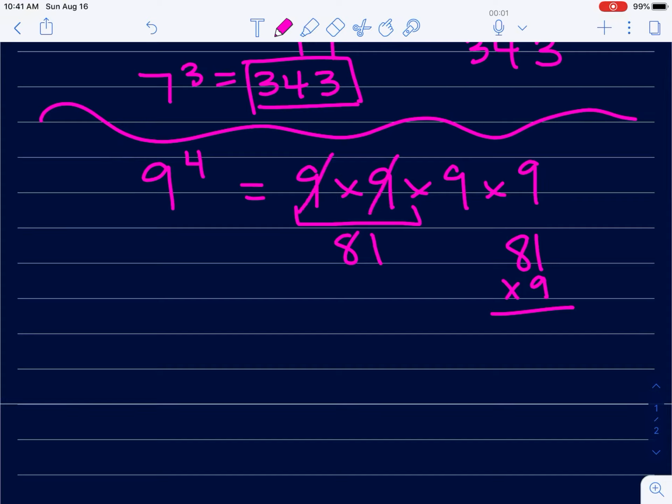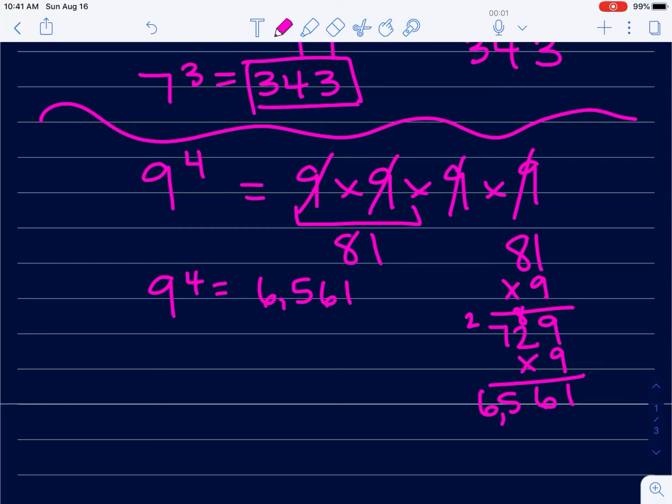So 9 times 9 is 81. I'm doing it times 9 again. Keep track of what you're doing. And now times 9 one last time. That's 729. And so 9 times 9 is 81. Put the 1, carry the 8. 9 times 2 is 18, plus 8 is 26. Put the 6, carry the 2. 9 times 7 is 63, plus 2 would be 65. Therefore, this answer is 6,561.